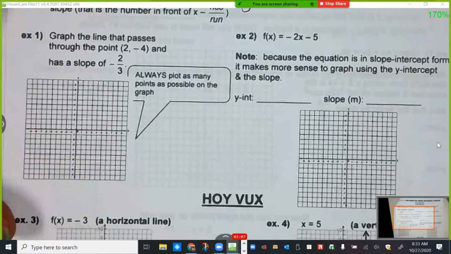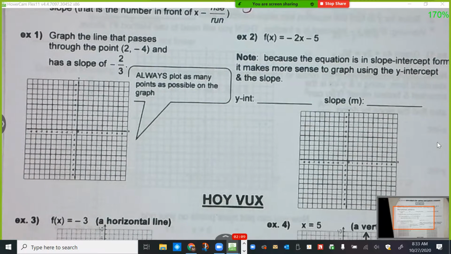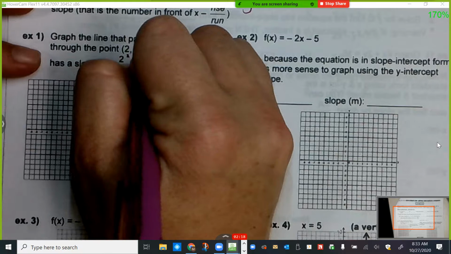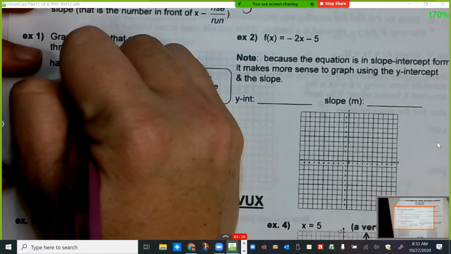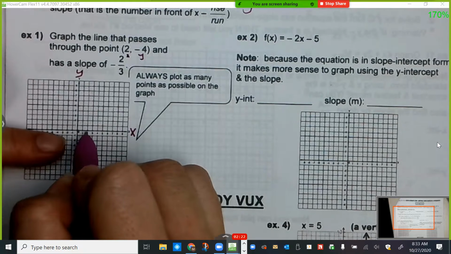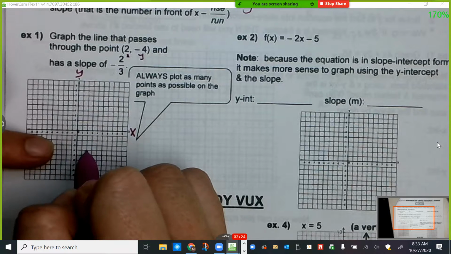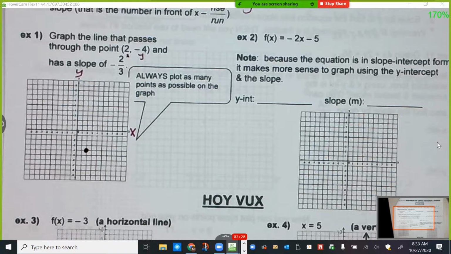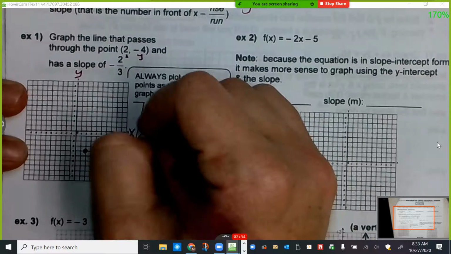Okay, so the first one, example 1, says graph the line that passes through the point (2, -4) and has a slope of -2/3. So I want you to realize this is my x, this is my y, this is my x-axis, this is my y-axis. So over positive 2, down 4, a height of -4. Okay, so there's my point, (2, -4). Yes? Okay, then my slope.